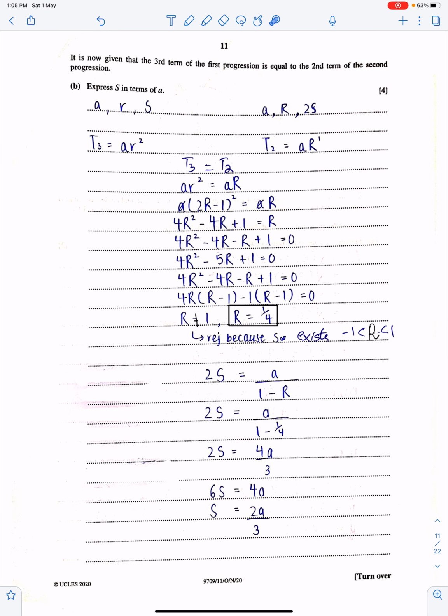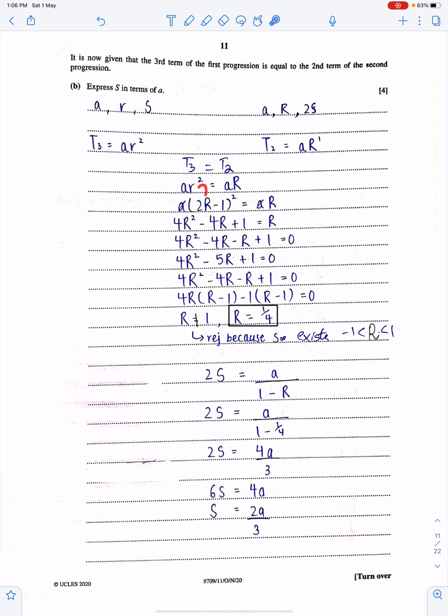Next part. It is now given that the third term of the first progression, that means T3, which is ar square, is equal to the second term of the second progression, which means aR, which is here. So T3 is equal to T2. By solving this equation, we have this. R is 1, or R is 1 upon 4.